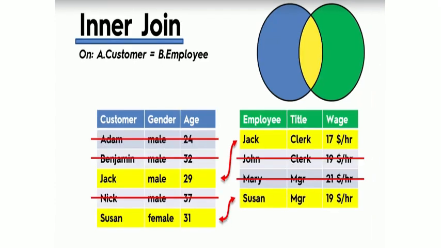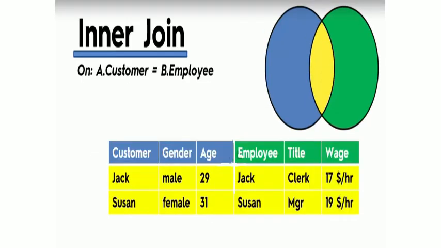Now you can see that from the left table, all the records are eliminated except Jack and Suzanne. And from the employee table, all the records are eliminated except Jack and Suzanne, right? So this is the final output that we have. We have Jack matching with Jack and Suzanne matching with Suzanne, right? This is the final output for inner join.